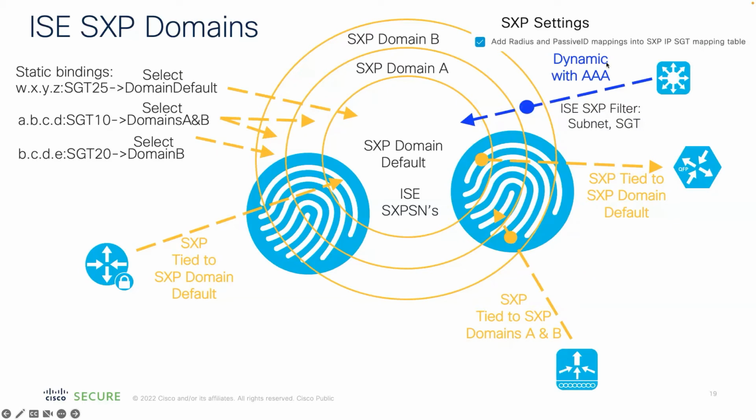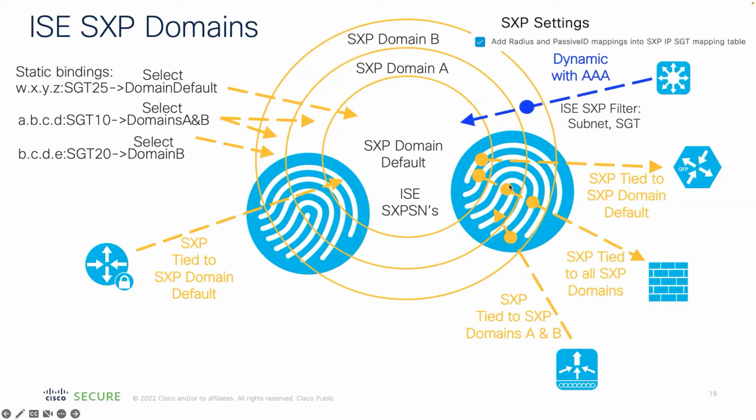And you have an option for the dynamic mappings. So you may have seen in ISE, you have ISE SXP Filters. And you can use filters using the subnet or an SGT to say, based on a subnet or an SGT, if I see them, I want to put them in a certain domain. So you could say I want to put certain mappings in domain B or domain A for that reason, or into the default. So that's what the ingress SXP filters are for on ISE. And then if that's true, you've got these mappings in these different domains.